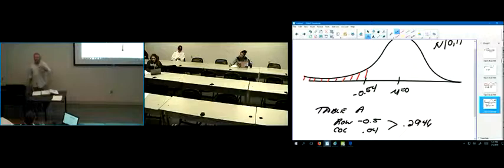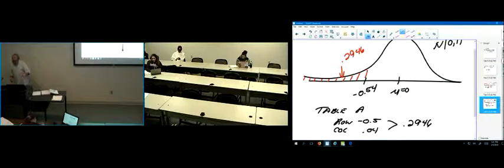One more time, the table always gives me the cumulative. Can I stop saying that and just tell you it's giving me the area to the left? Yep. So, what did I just look up? I looked up that value right there. That's what that table gives me. It gives me the area to the left of that z-score.